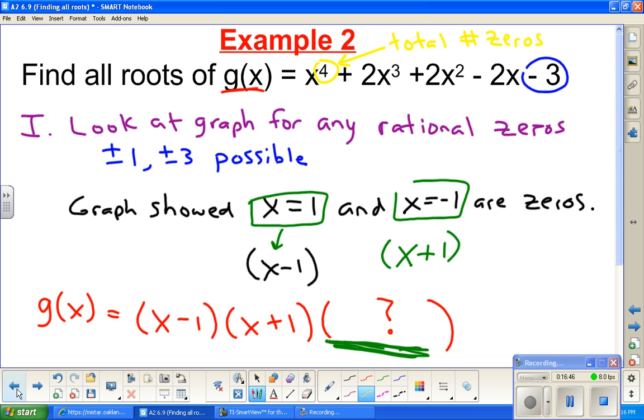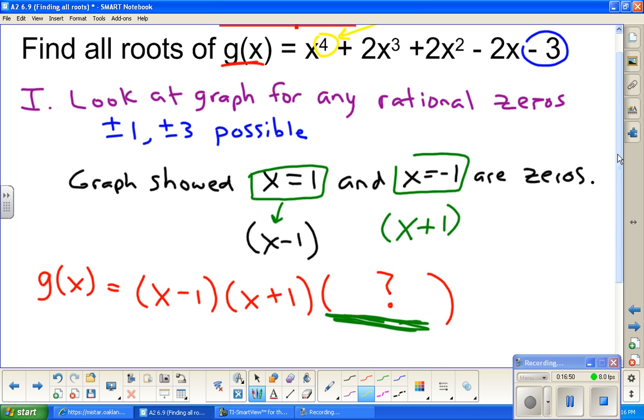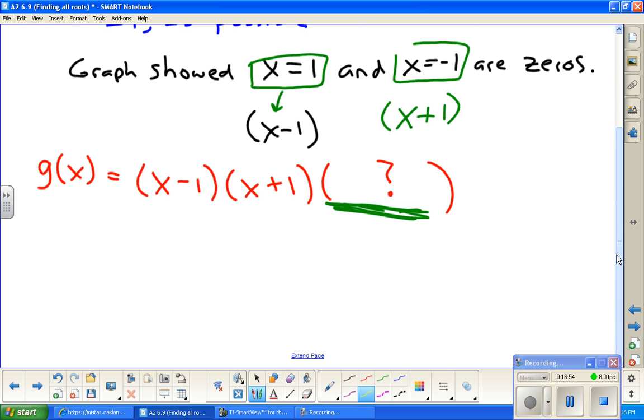We are at this exact same step right here. We have some big thing. Remember, g of x is the original function up here. We know that it equals something times something times something else. So to find the something else, we can divide the big g of x first by this, and then by this. Division problems. So here are your options. Two options.